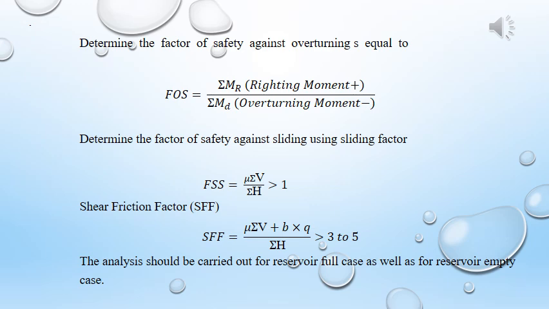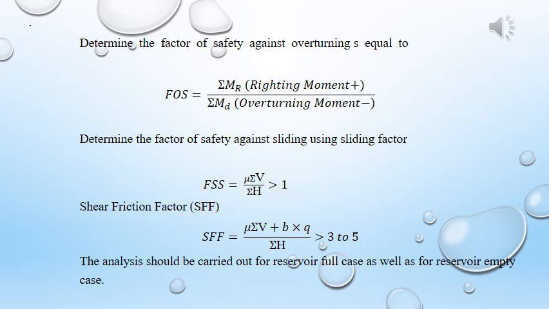Then determine the factor of safety against sliding. So, this is the factor of safety against sliding, that is the ratio of the frictional resistance to the horizontal forces. So, the frictional resistance comes out as mu times the summation of V, and the horizontal forces means summation of H. So, that should be more than 1, then the dam is safe against sliding.